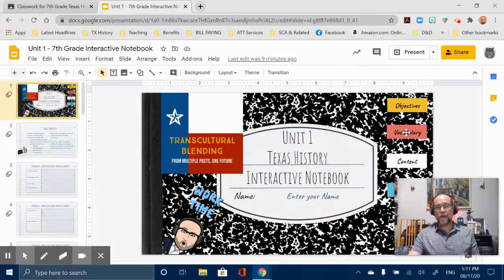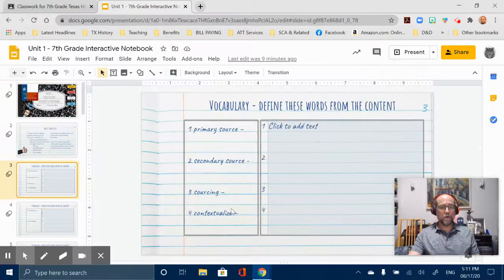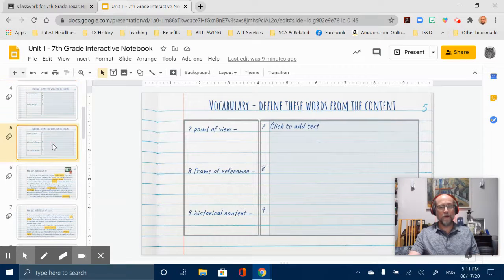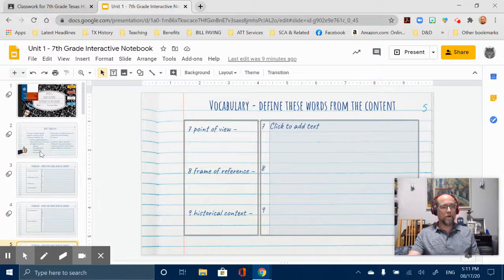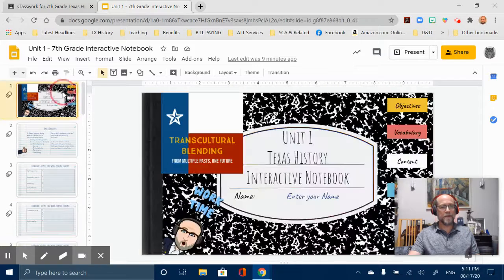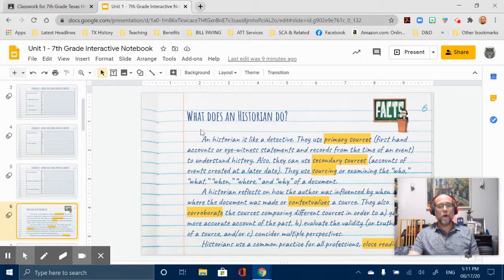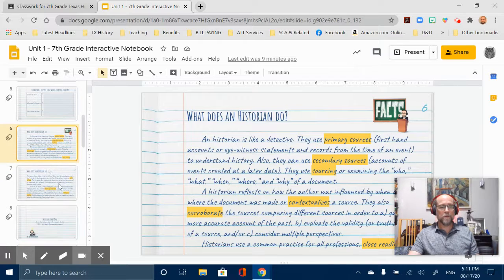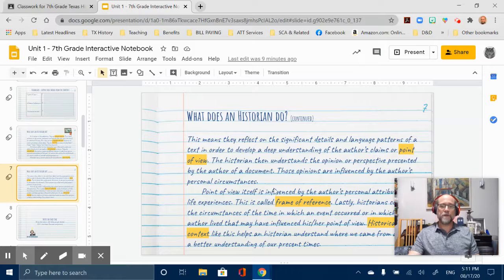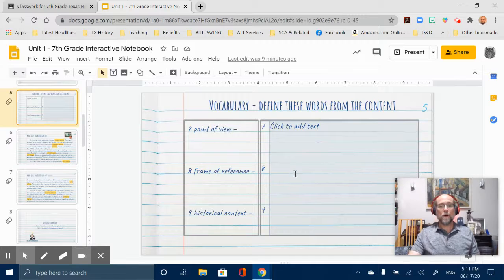Next thing is vocabulary, key vocabulary you'll need to learn. There's 3 pages of it this time, and they're all defined from content. So you don't have to go anywhere but the notebook to get this part done. And the content is right here. What does an historian do? And it goes through here. The vocabulary words are highlighted for your reference, and the definitions are within the text, so you can read through it and then put your answers into here. All right, I think I've left you enough space for everything. It shouldn't be too hard.